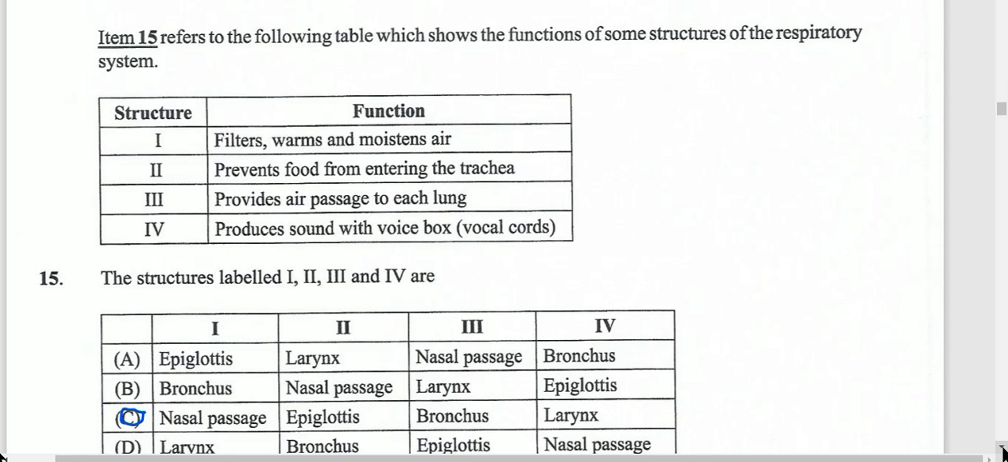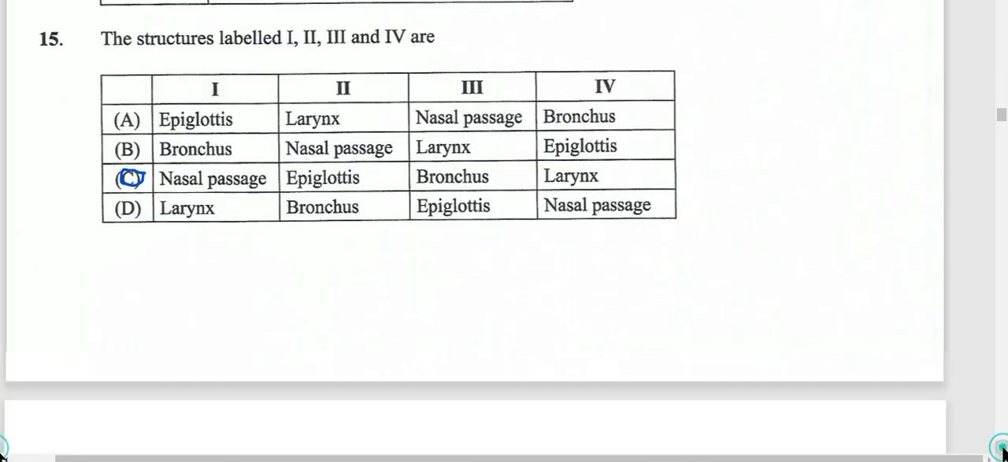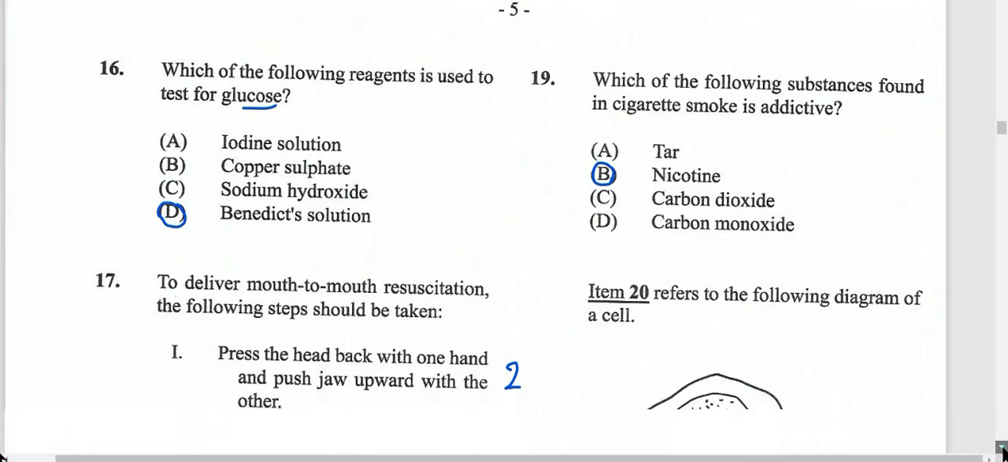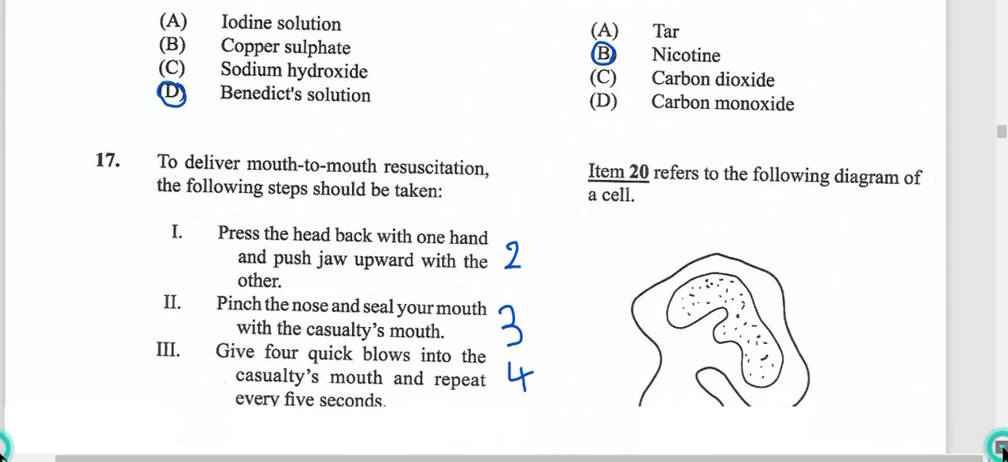So there we have it for question number 15. C is the answer. We move on down to question number 16. Which of the following reagents is used to test for glucose? Now, glucose, of course, is a type of carbohydrate, but to test for glucose, we are using the Benedict solution. So, of course, our answer here is going to be D for 16. Move on down to 17.